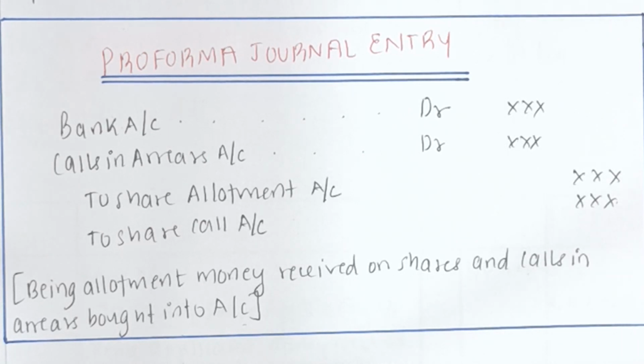The pro forma journal entry is: bank account debit, calls in arrears account debit, to share allotment account, and to share call account. If there is calls in arrears in share allotment, then you will write it as to share allotment. If it's not in allotment, then it will only be to share call account. And the narration is: being allotment money received on shares and calls in arrears brought into accounts.